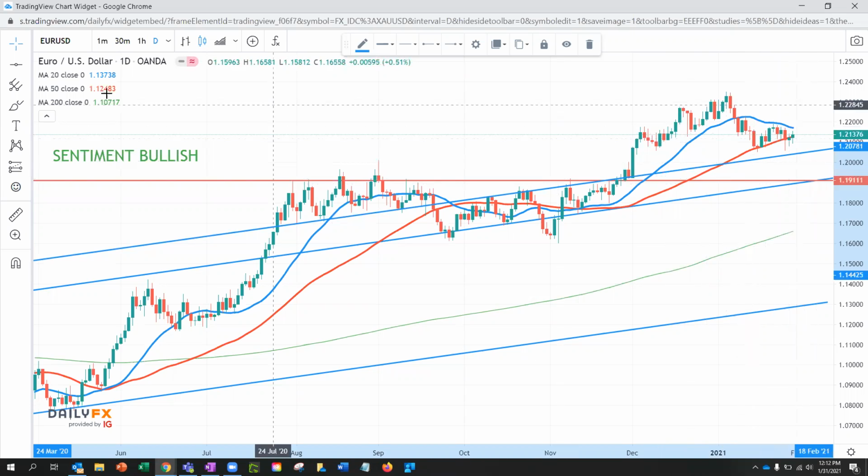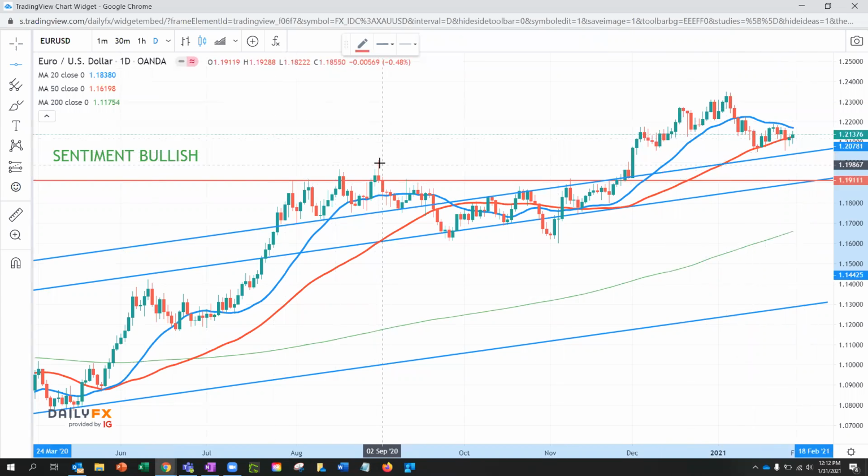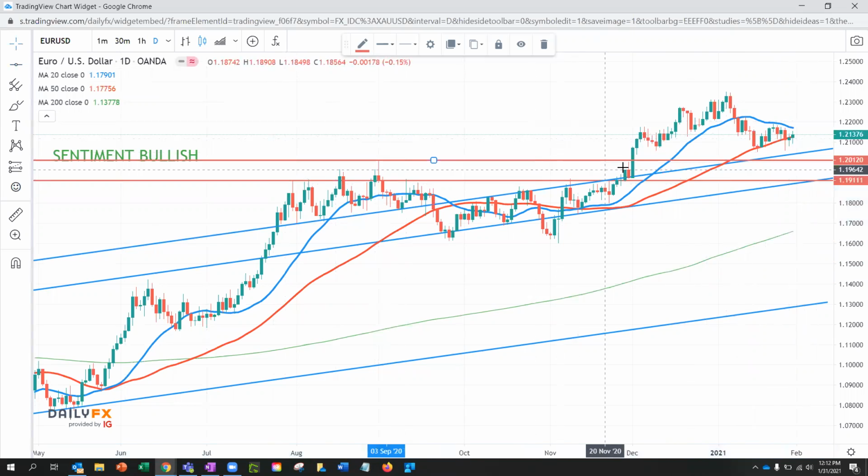Let's map out one more support and resistance line: the peak of this September 1st trading action, also the peak of the November 30th trading action. We can see price has not fallen below that here. Even with our most recent sell-off, price is holding above that. So hence why I'm bullish.